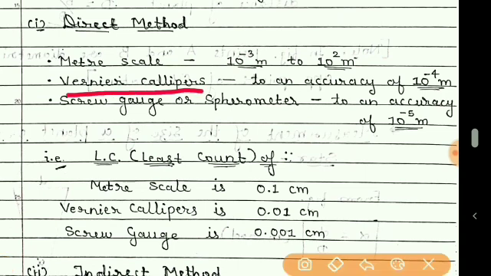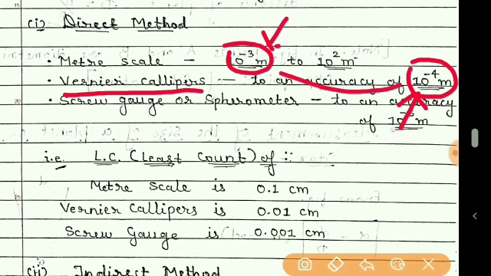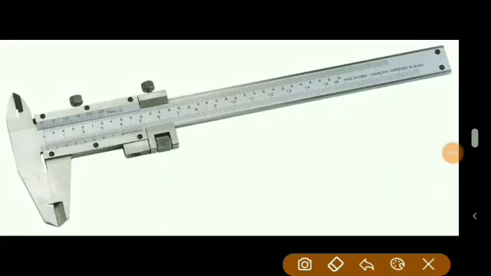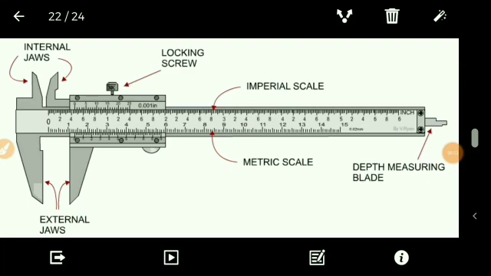And here vernier calipers can measure even 10 times smaller than the main scale. So here you can see the power of 10 is minus 4. If we compare these two, we can say that this measurement is 10 times smaller than that measurement. Students, you can see here this instrument which is known as vernier calipers. You will study it in more detail in your practicals. There are even 2 or 3 practicals in which vernier calipers are used.